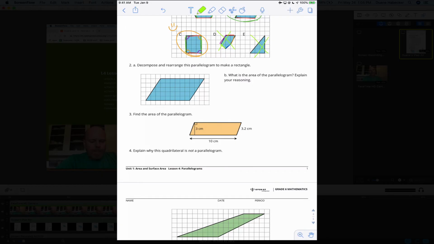Question 2A and then 2B. So 2A says decompose and rearrange this parallelogram to make a rectangle. So they're kind of giving us the suggestion of which strategy to use. Then it says what is the area of this new rectangle, which is the same area as the parallelogram, right? So let's do that.